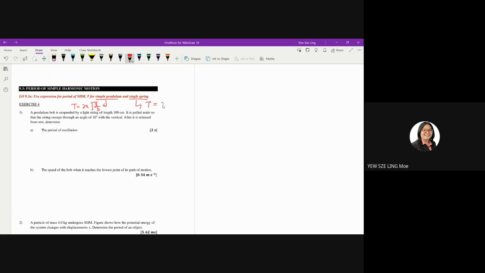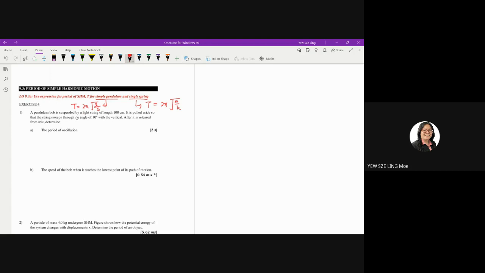So T equals 2 pi square root M over K for a spring. Okay, so you can look at the equations and try to think, what are the things that will affect the oscillations? The period of oscillations, the time of oscillation. So question 1.